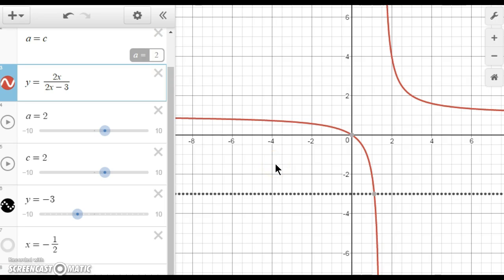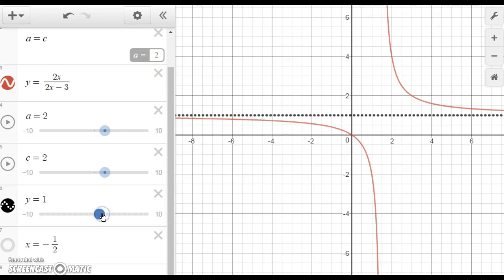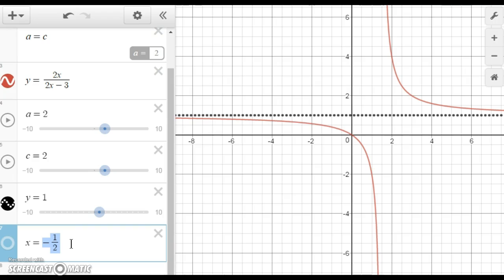And apparently not. My horizontal asymptote is still there. It is still at 1. My horizontal asymptote is still at 1, not the negative 3 we have there. So what happens here is that by changing this negative 3, we are actually changing my vertical asymptote.